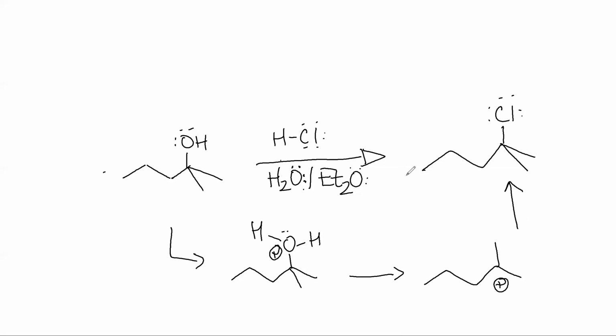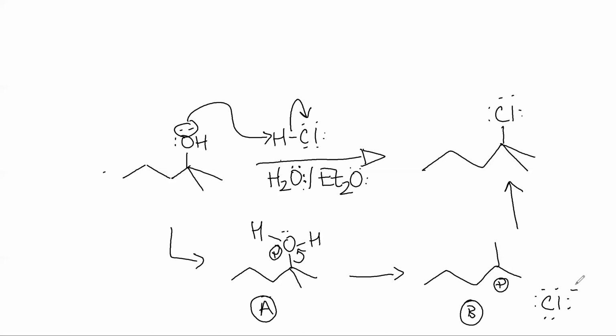So if we're going to draw all the arrows of how this mechanism works, the first step is an acid-base reaction. Lewis, here is our base, here's our acid, leaving group leaves, and we form this intermediate here, which we'll call A. Then the next step is the leaving group departs, and we form B. And we still have our chloride hanging around from the first step, and it attacks the carbocation, and it gives us our final product C.